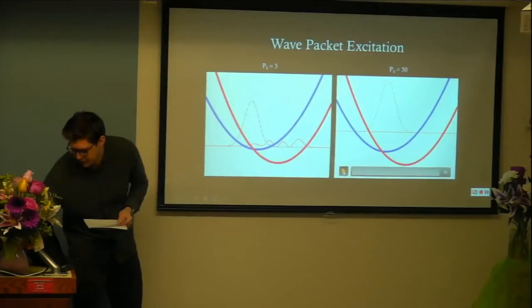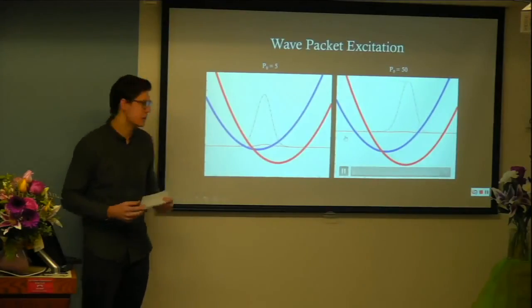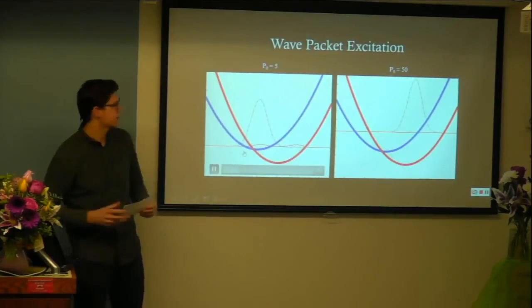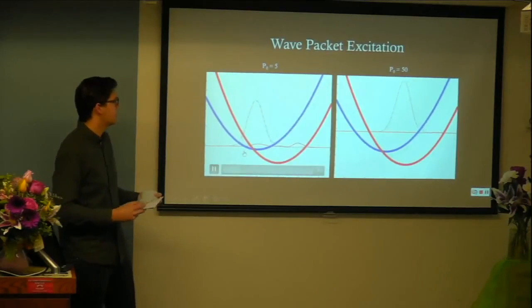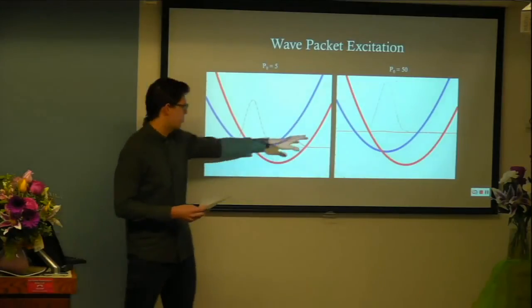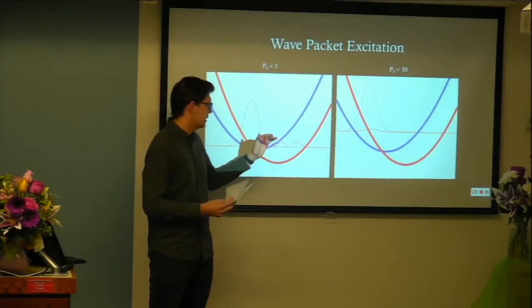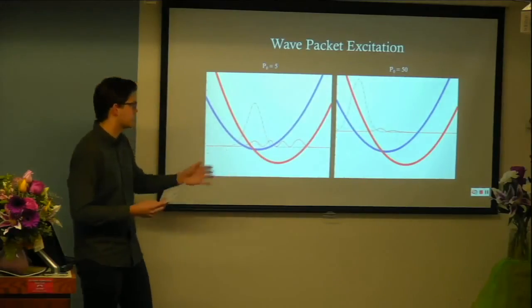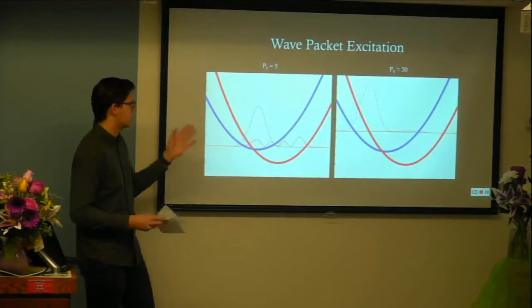And then this is another one at a much higher initial momentum. And so this one ends up moving a lot quicker. And as you see in this one, the ground state is taking a lot longer to fluctuate. It's got a lot less vibrational energy because of this higher initial momentum.